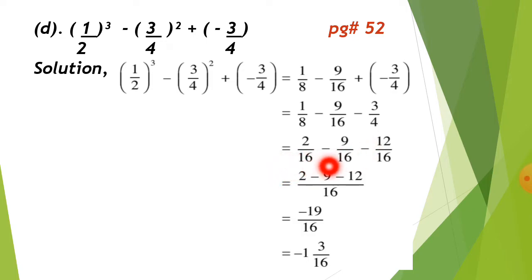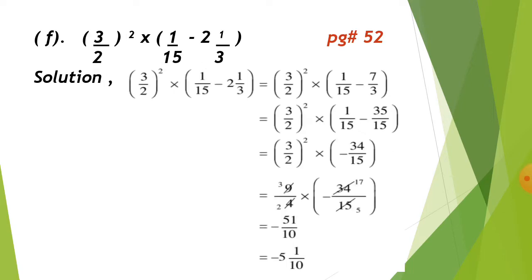So we are having the same denominators. We are going to write only 1 16, and 2 in the numerator. 2 minus 9 minus 12. 2 minus 9, then we are going to minus 12. We will get minus 19 over 16. You can write your answer as a mixed fraction as well, that is minus 1 3 over 16.